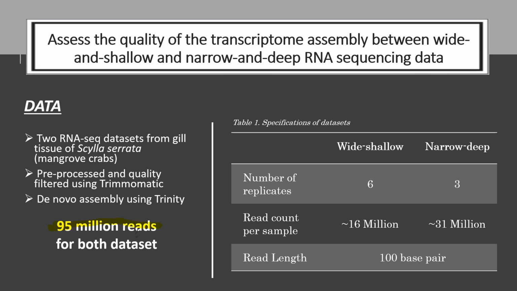For the wide and shallow, we have 6 replicates, which gave us around 16 million reads per sample. For the narrow and deep, we have 3 replicates, which gave us 31 million reads per sample. This is twice more than the wide and shallow. Both datasets have a 100 base pair read length.